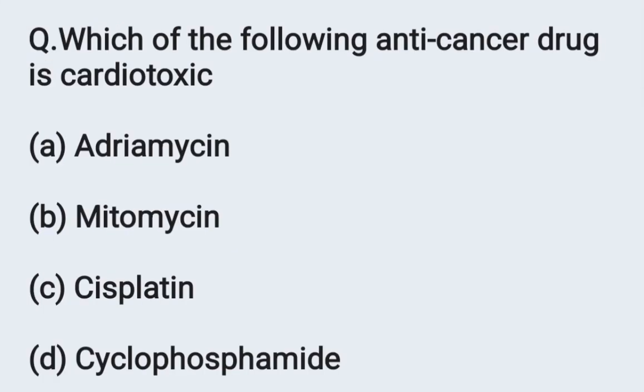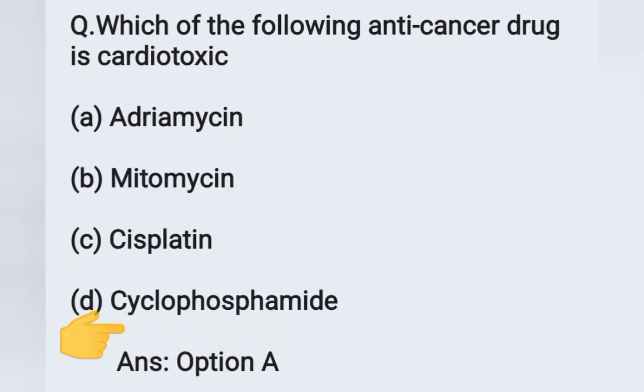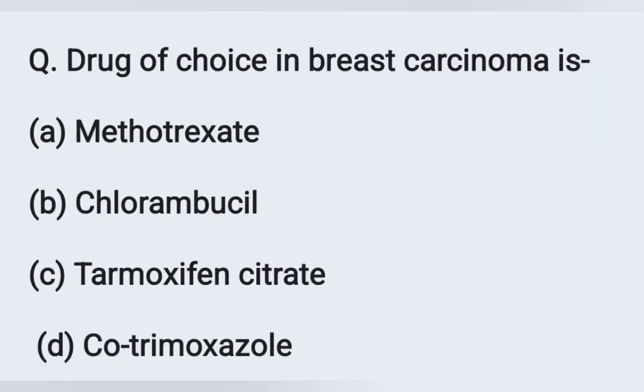Which of the following anti-cancer drugs is cardiotoxic? Options. Option A adriamycin, option B mitomycin, option C cisplatin, option D cyclophosphamide. The anti-cancer drug which is cardiotoxic is adriamycin. Option A is the correct answer. This adriamycin is contraindicated in case of severe myocardial insufficiency and myocardial infarction. So this is cardiotoxic.